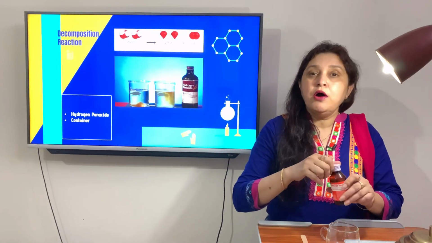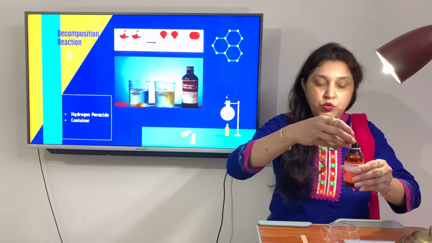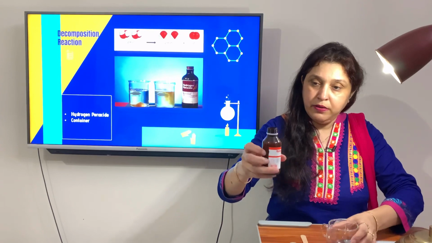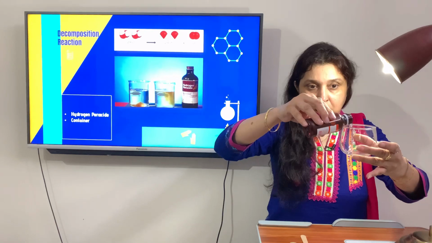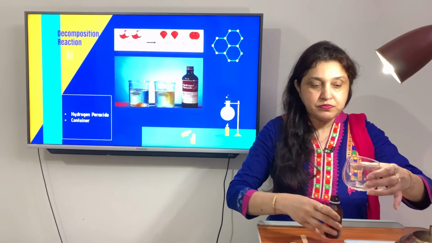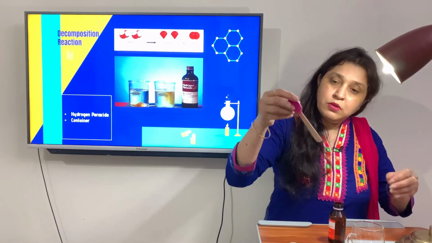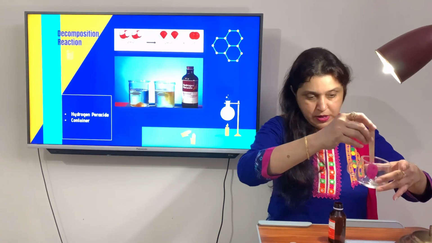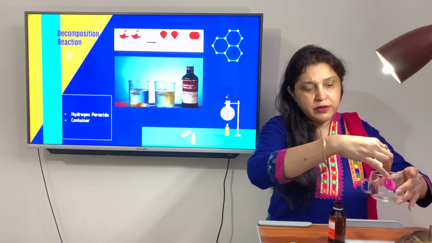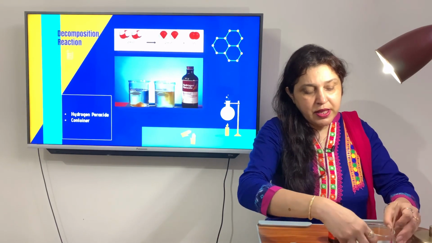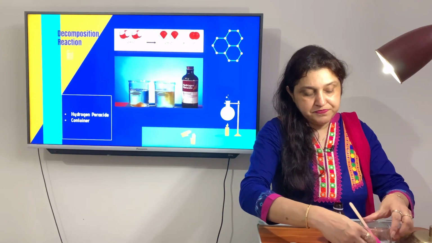If the bottle of hydrogen peroxide remained open and it is exposed to light, see, I am putting some amount of hydrogen peroxide and if it is exposed to light. Now we will take a spoon and we will try to measure the level of hydrogen peroxide and keep it for some time.